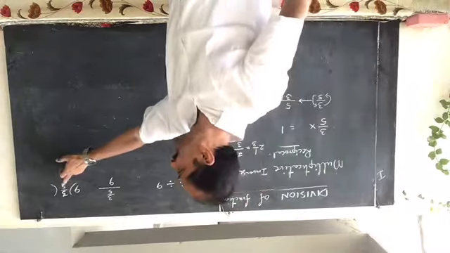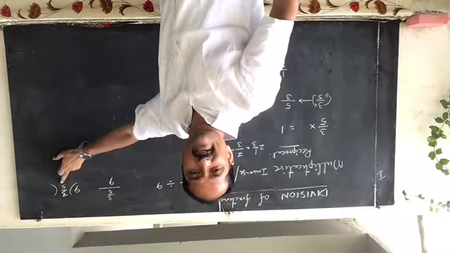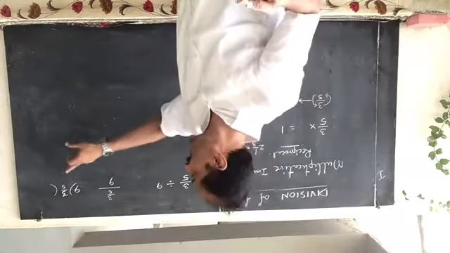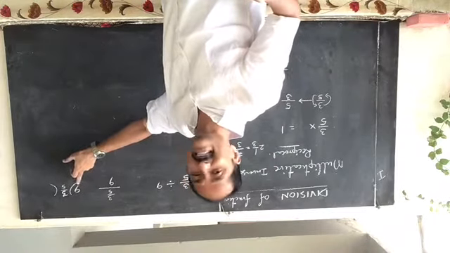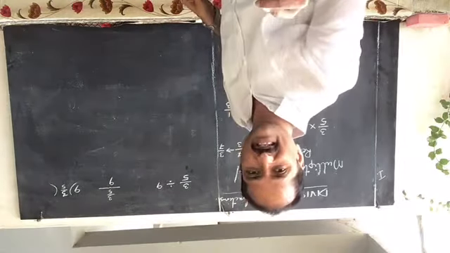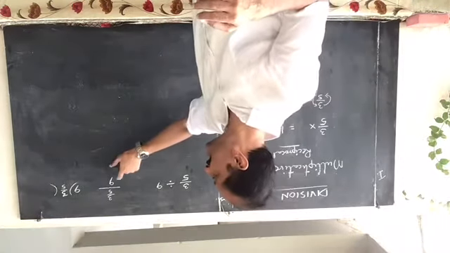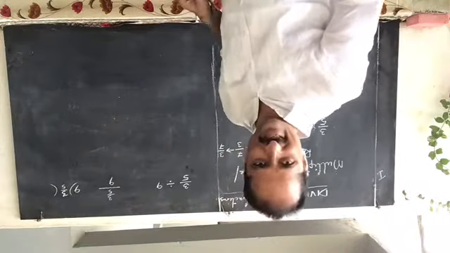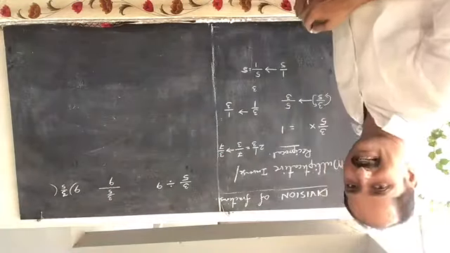Here 3 by 5 is the dividend. We are dividing this one. And with which number are we dividing 3 by 5? We are dividing 3 by 5 with 9. So 9 is called the divisor. 3 by 5 is the dividend, 9 is the divisor. In this, 3 by 5 is the numerator and 9 is the denominator.